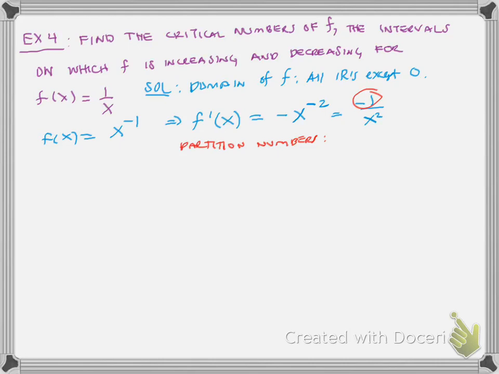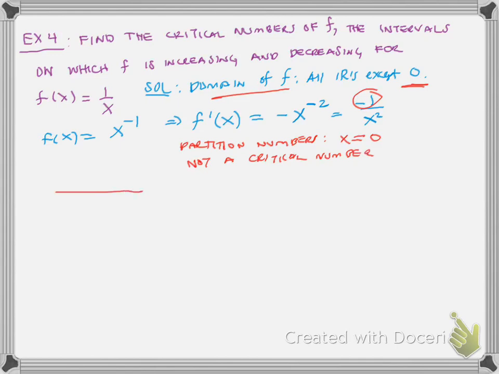But we have a bad point, right, at 0. And so now the question is, is 0 a critical number? You go back and look at your domain of f, and it's not, right? Because in order for it to be a critical number, it has to be in the domain of f. So this is not a critical number, but it is a partition number. And so we're going to use that for our sign chart.